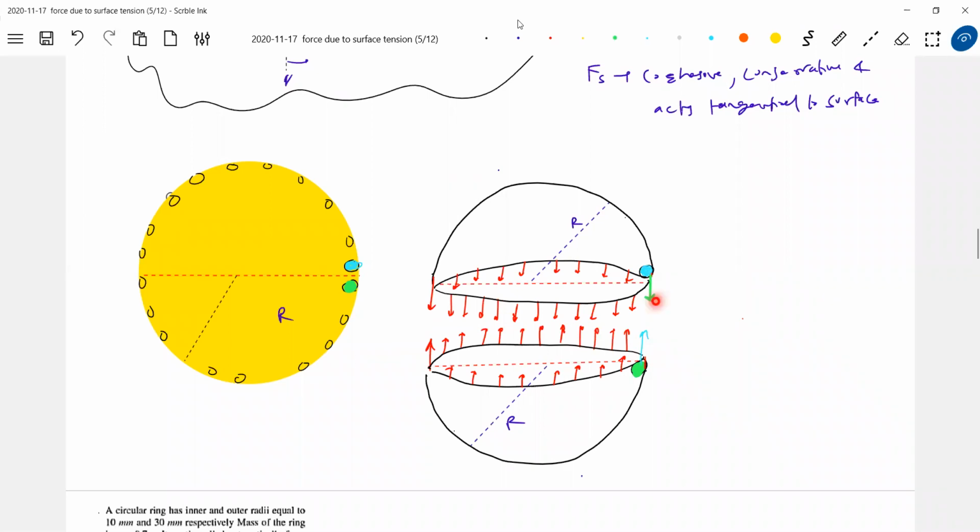What is this force? Force exerted by this green color molecule on this blue color. And what is this green color arrow? Force exerted by the green color on the blue color. And what is this blue color arrow? Force exerted by the blue color molecule on this one. This is what happens here.